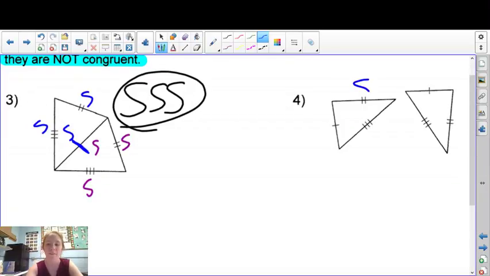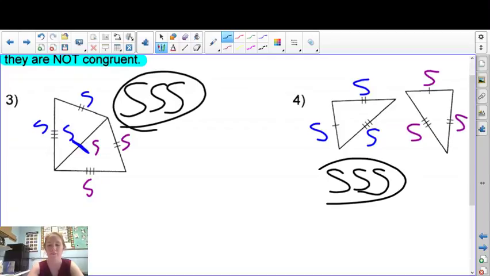Number 4 says I have a side and a side. Then I have a side and a side. So again, SSS.